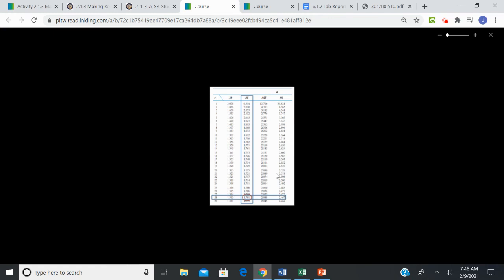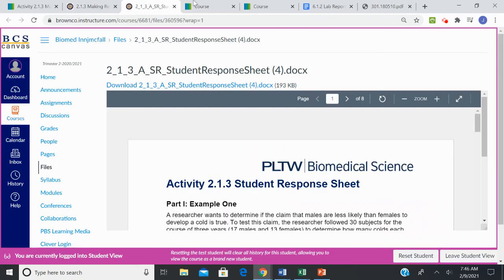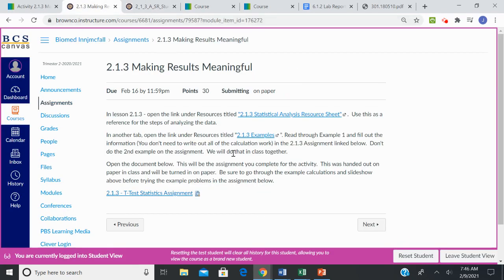The main thing is turning in your lab report. So get that done and turn that lab report into Canvas, and that is it.